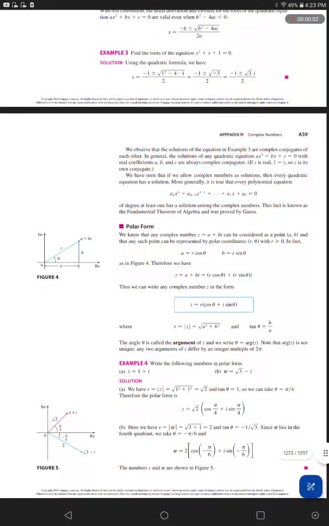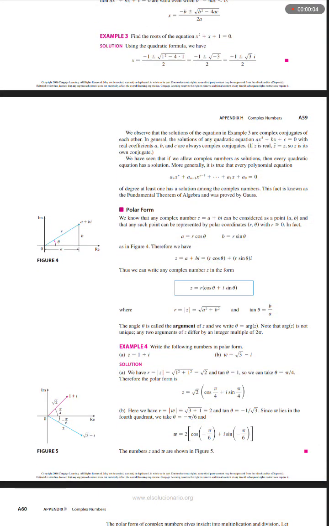Example 3. Find the root of the equation x squared plus x plus 1 equals 0. Solution: using the quadratic formula, we have x equals negative 1 plus or minus the square root of 1 squared minus 4 times 1 over 2 equals negative 1 plus or minus the square root of negative 3 over 2 equals negative 1 plus or minus the square root of 3 i over 2.